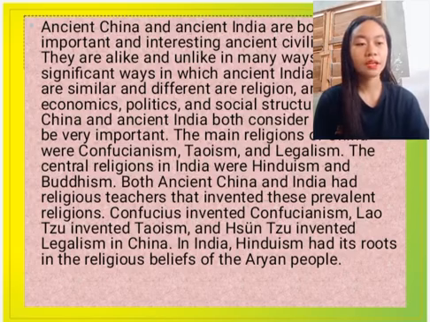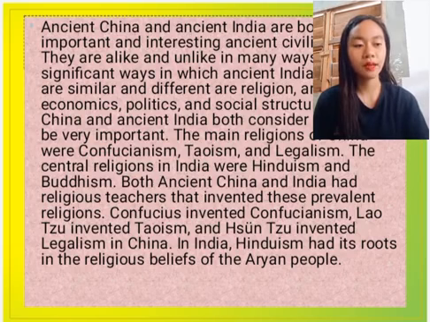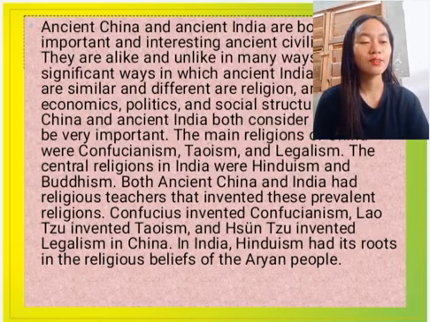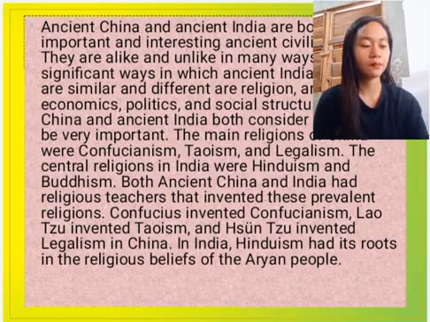The main religions of China were Confucianism, Taoism, and Legalism. The central religions in India were Hinduism and Buddhism. Both ancient China and India had religious teachers that invented these prevalent religions. Confucius invented Confucianism, Lao Tzu invented Taoism, and Sun Tzu invented Legalism in China. In India, Hinduism had its roots in the religious beliefs of the Aryan people.